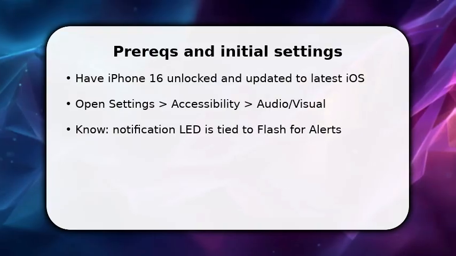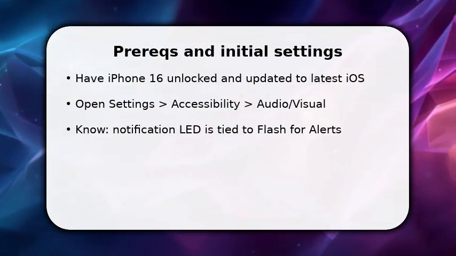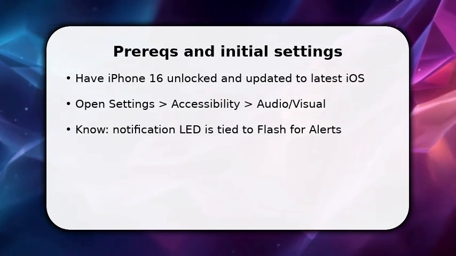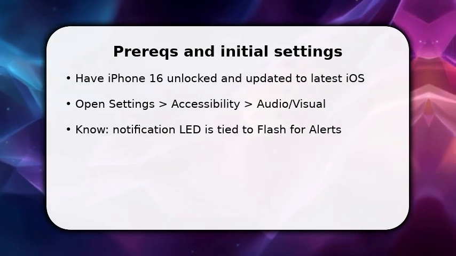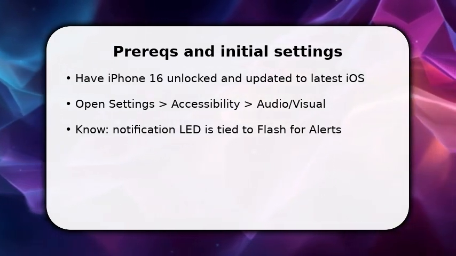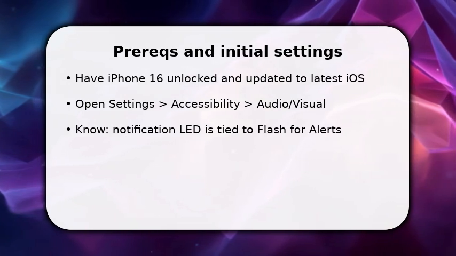Enjoy the video. You need the iPhone unlocked and updated. Once done, go straight to Settings. Tap Accessibility, then Audio/Visual. This is where the flash for alerts lives. You're starting here because the light isn't a separate toggle anywhere else.